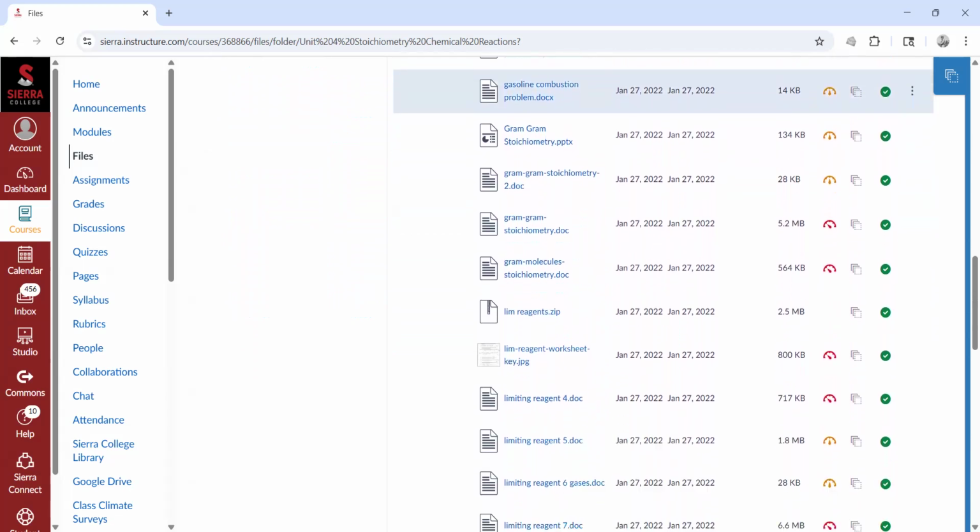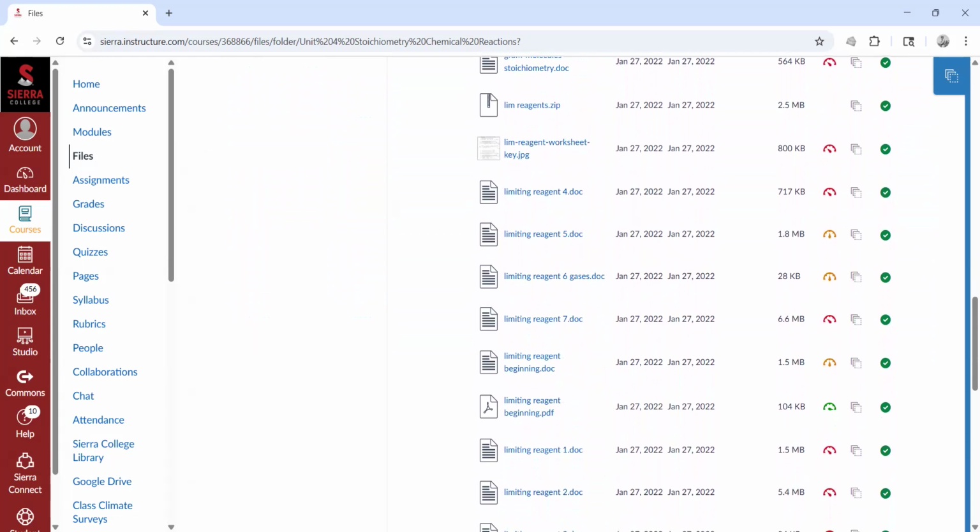And down towards the bottom, I have limiting reagent practice problems. That's what your take-home problem is going to look like. Very similar to one of these. And I'm going over this tomorrow. Between practicing and me going over it tomorrow, you should have a really good, solid footing for the tests.